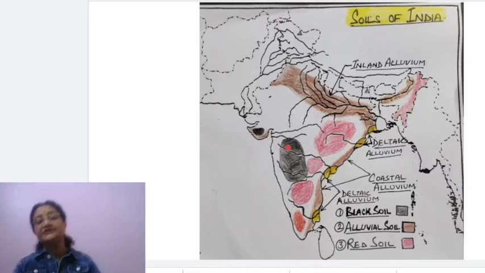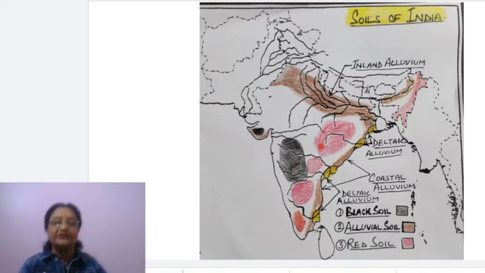Now come to the next, the third one, that is red soil. Red soil is found in different parts, in different areas in between the rivers. In the peninsular region, in between the river valleys, in the river basins, you'll find the red soil region. This is a red soil region, again here, because along the river, on both sides, to some extent, alluvial deposition is seen.